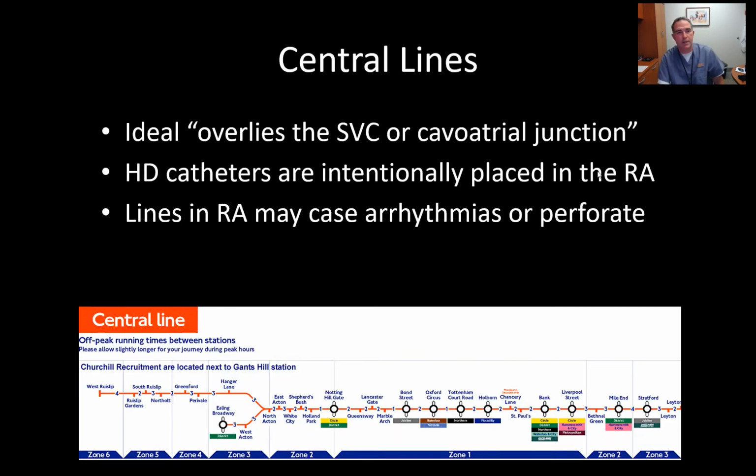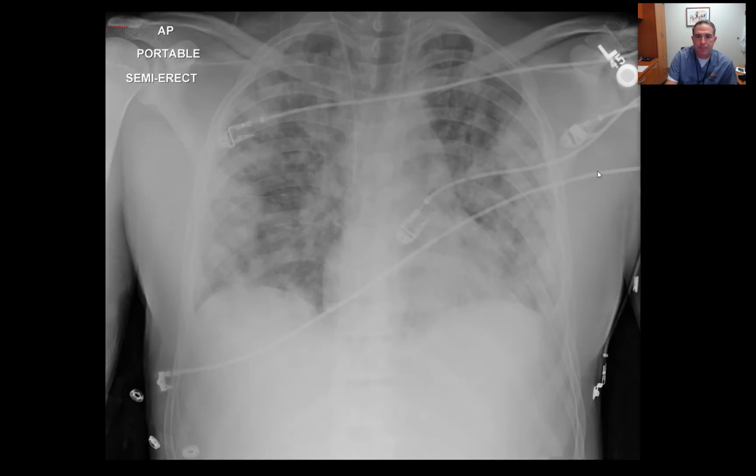Let's talk about some central lines. Ideally, central lines, again, I use the word overlies, SVC, or at the level of the cavoatrial junction. HD catheters are going to be a little bit deeper, but some people talk about if you have a line in the RA, it could cause arrhythmias or perforate. This is a right-sided central line, overlies SVC.